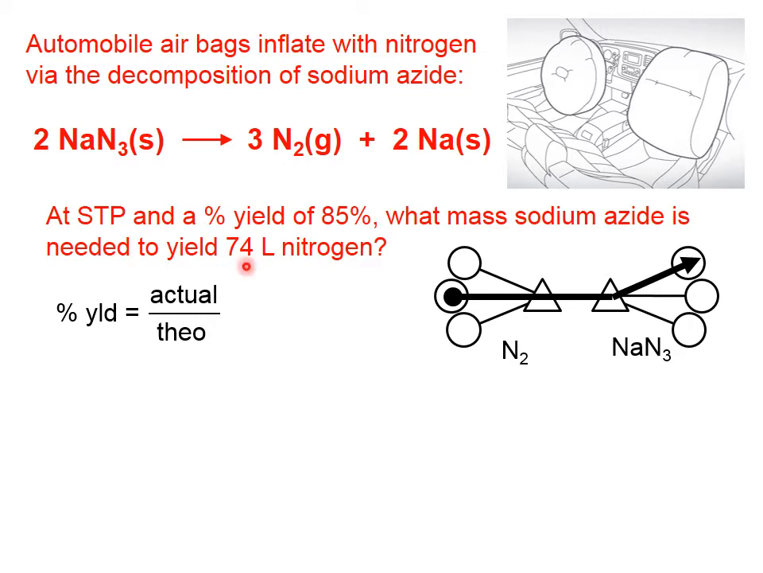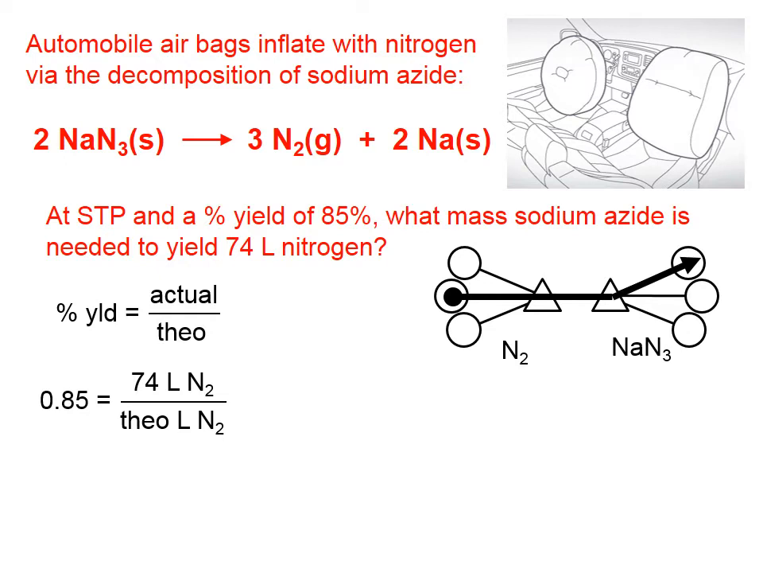Now, does this 74 liters of nitrogen, does that sound, from the context of this question, like an actual amount that we have to have, or a theoretical amount? Let's read the question again. What mass of sodium azide is needed to yield 74 liters of nitrogen? That 74 liters is an actual amount. We have to have that amount. If we don't get that amount, the airbag isn't going to inflate fully, and that could be dangerous.